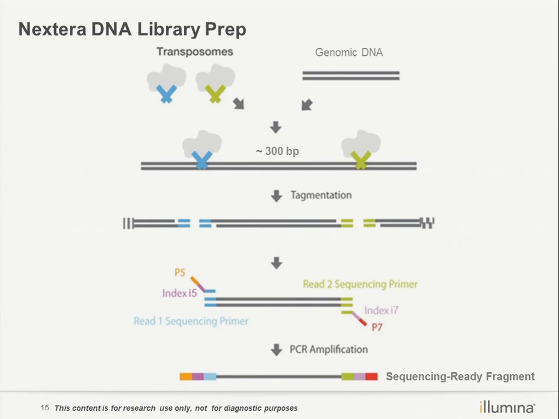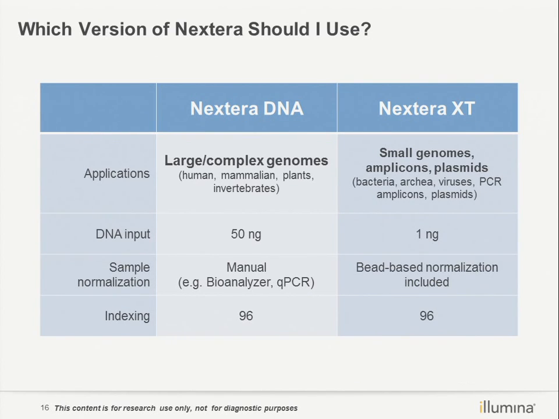input DNA samples. For Nextera, we have two options. It depends on your application. The first one is called Nextera DNA. If your target sample is a large or complex genome, for example, human, mammalian, or plant genomes, you can use this one. And if you would like to study bacteria, viruses, amplicons, or small plasmids, you can select the Nextera XT. Nextera XT requires a small amount of input, only 1 nanogram is enough. And for Nextera DNA, it requires 50 nanograms.